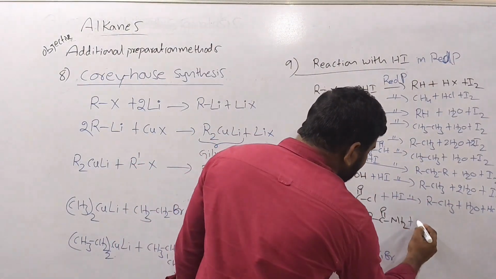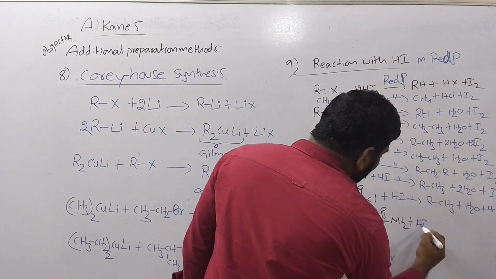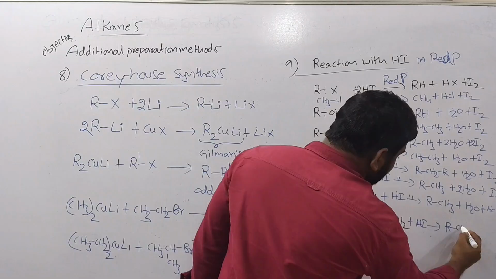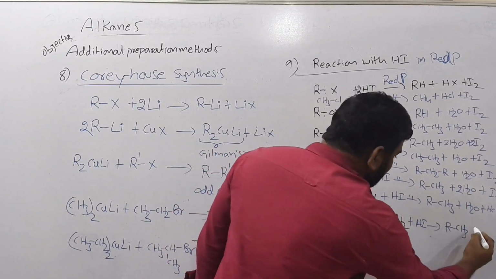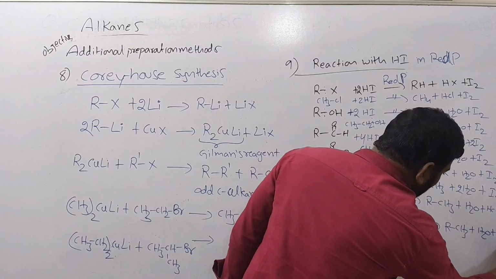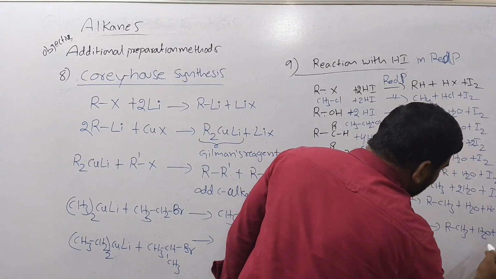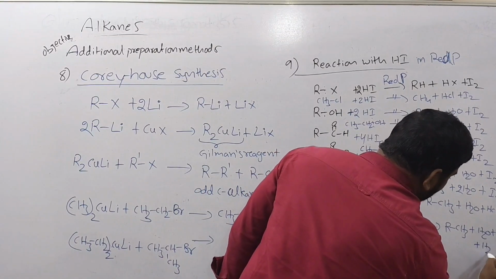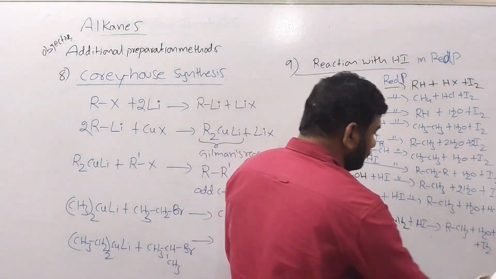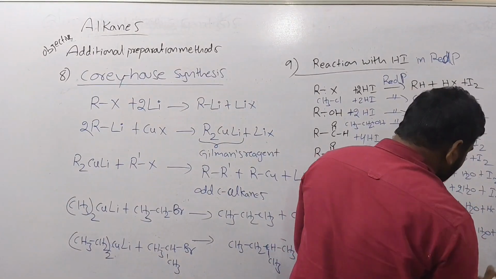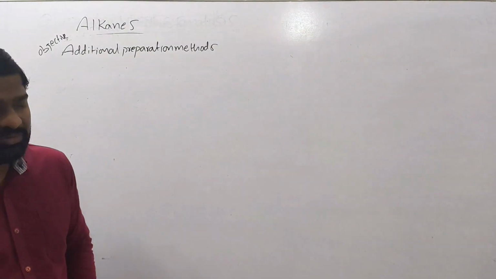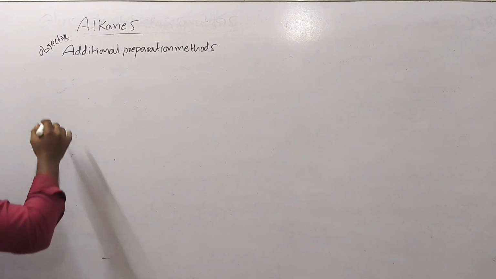Next, if you take the amide reacting with HI, what is happening here? Here also this carbon is converting into CH3. O is there, so H2O will form. NH2 is there, so it will be removed as NH3, and the remaining iodine will form I2. So we have completed 9. Next, the 10th one.